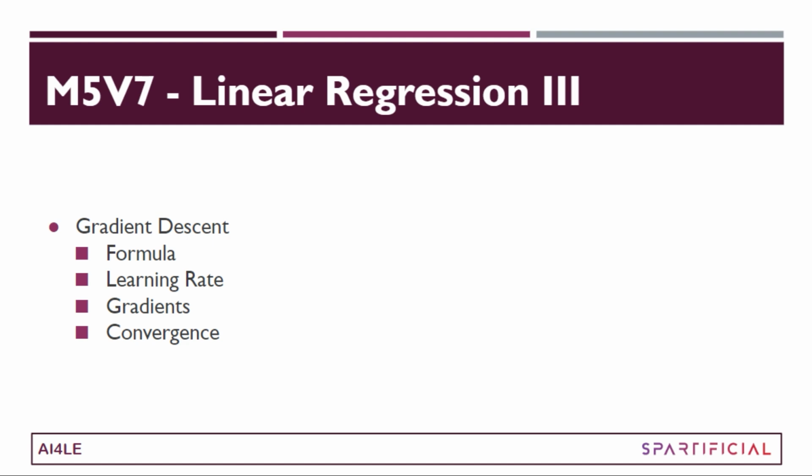So I'm going to discuss the formula, and again give you an intuition about that formula, what each and everything means with respect to the given equation. Then, what is this learning rate? What are the gradients in this equation? And how does it relate to the convergence that we talked about in the previous video? So let's get into it.